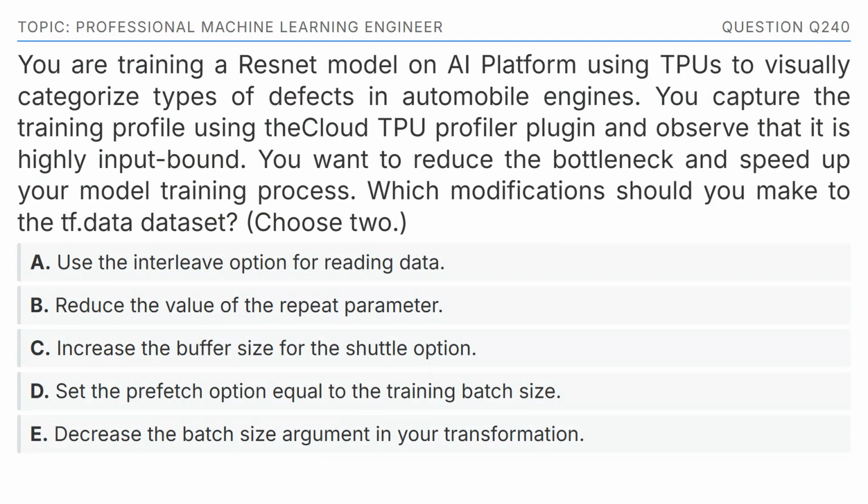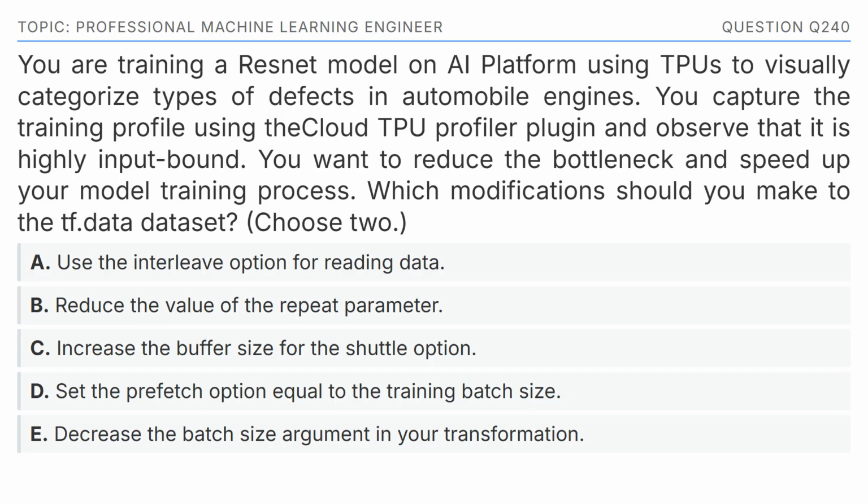You are training a ResNet model on AI platform using TPUs to visually categorize types of defects in automobile engines. You capture the training profile using the Cloud TPU Profiler plugin and observe that it is highly input-bound. You want to reduce the bottleneck and speed up your model training process. Which modifications should you make to the tf.data dataset?